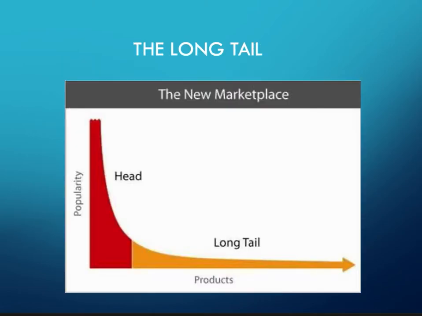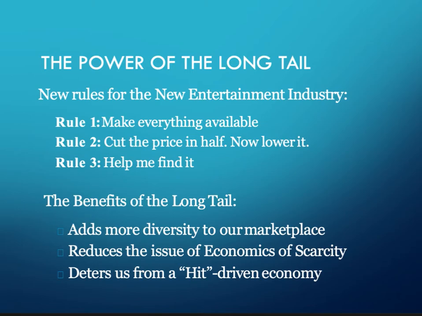In the long tail, we have the head, the red, and the yellow, the orange, the long tail. So in terms of power, for example, rule number one: make everything available. Slash the price, and help the user query or find it easily. Some benefits are diversity. It reduces the issue of scarcity. It deters a hit-driven market. So with technology, you are able to target different types of customers, as compared to the traditional way where only the popular products are sold.